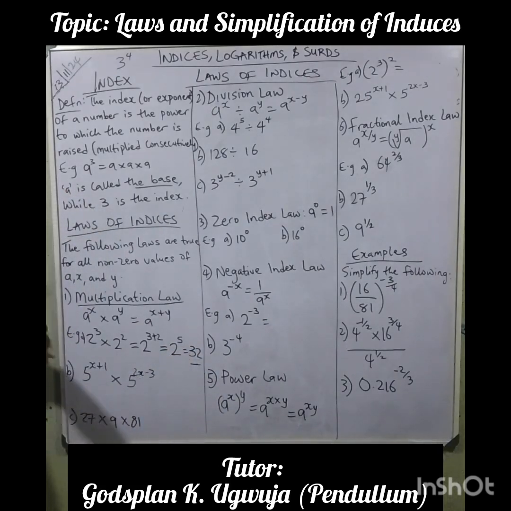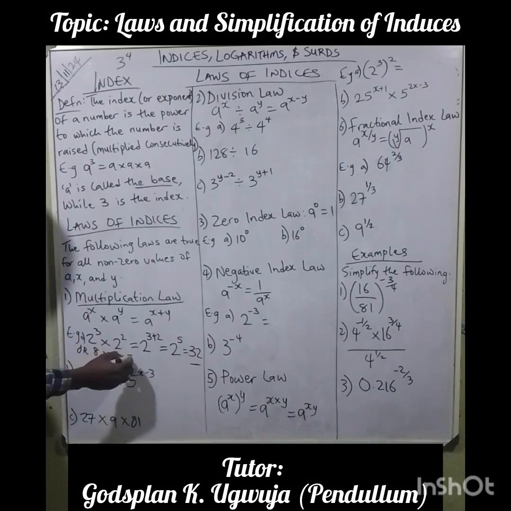Alright, if you want to check it, you can still do 2 raised to power 3, which is 2 times 2 times 2, which is 8, times 2 raised to power 2, which is 2 times 2, which is 4. 8 times 4 is 32, if you want to confirm it. So this is 8 times 4, which gives you 32.